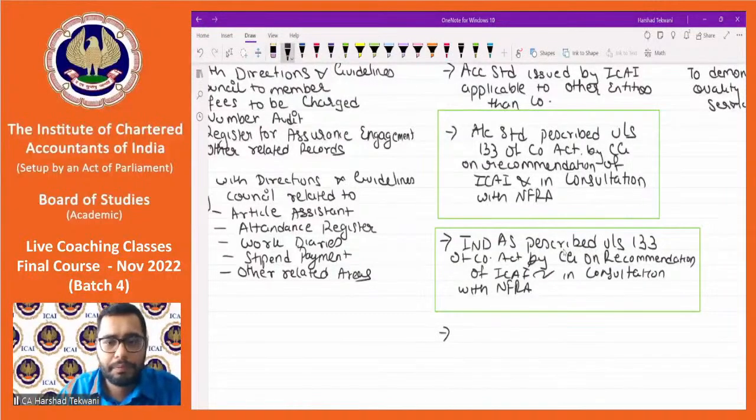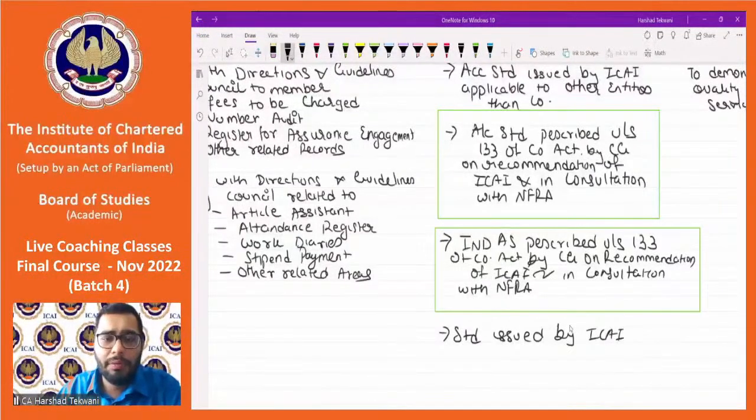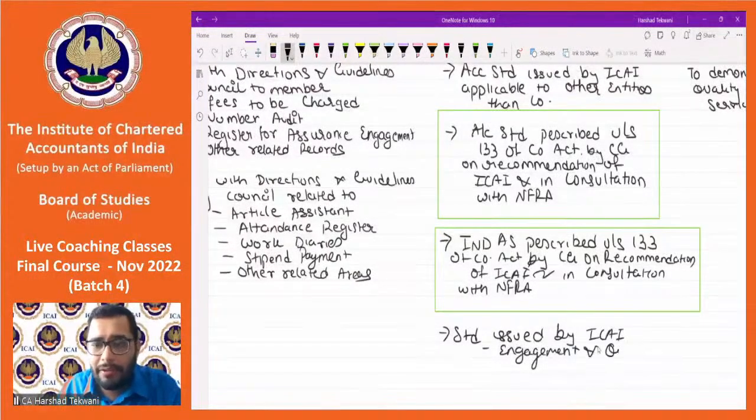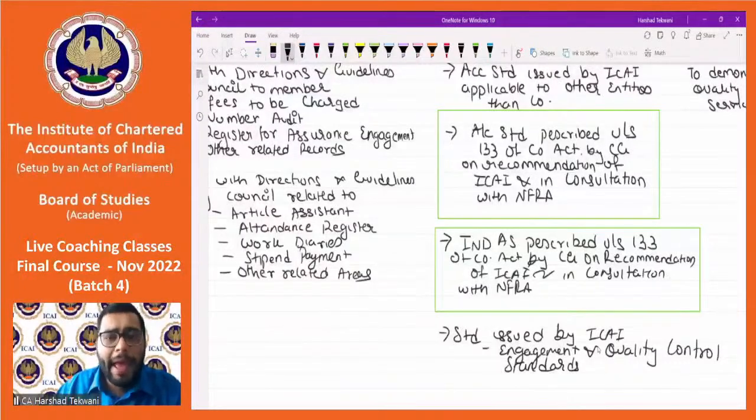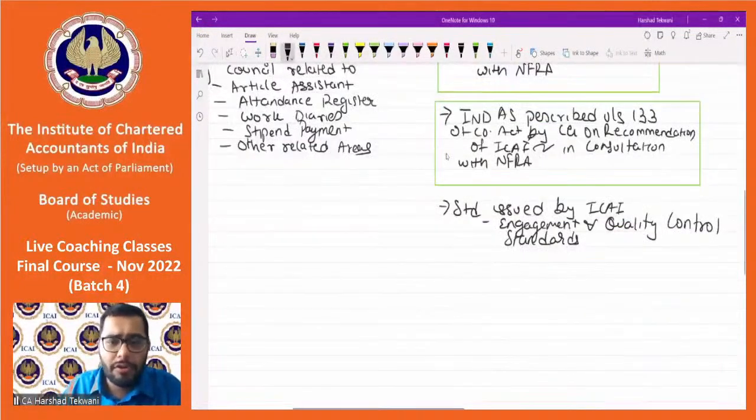Then, okay, standards issued by ICI. Now, which are these standards we are talking about? Engagement and quality control standards, standards on auditing. These are the engagement and quality control standards.